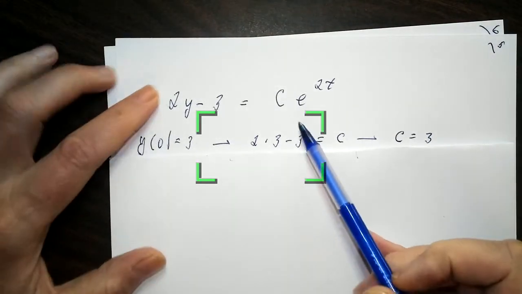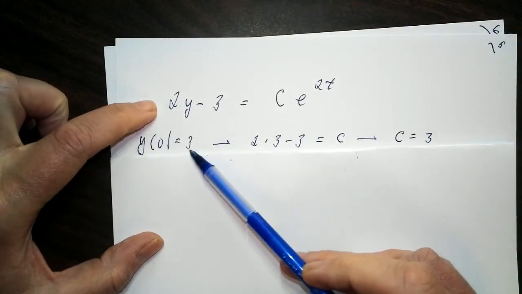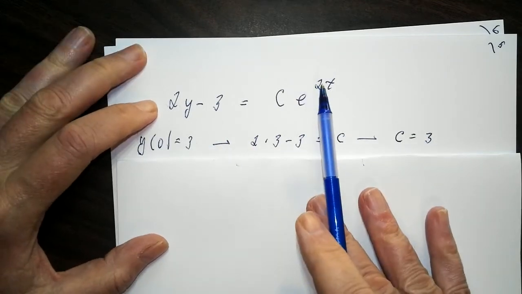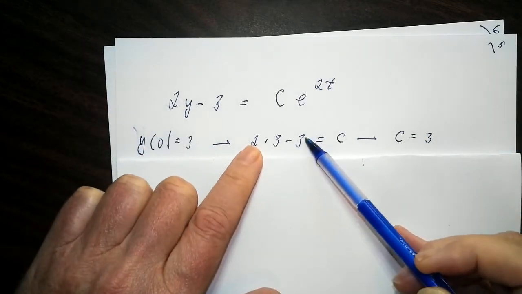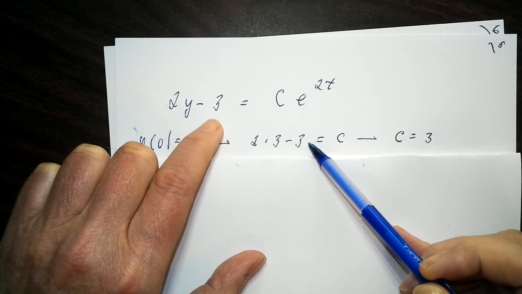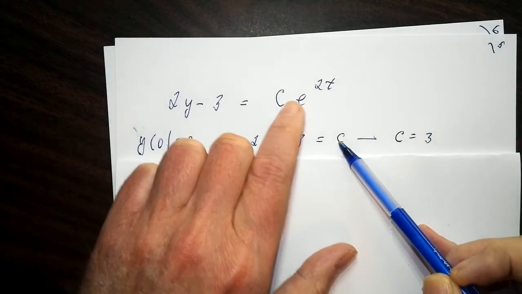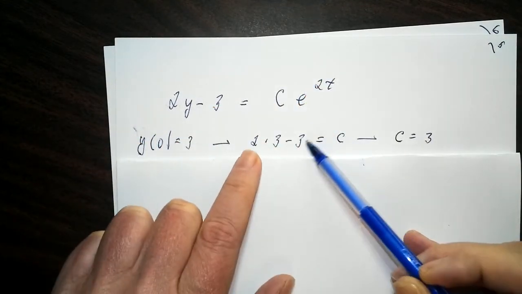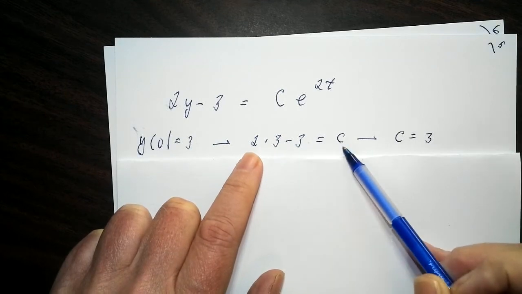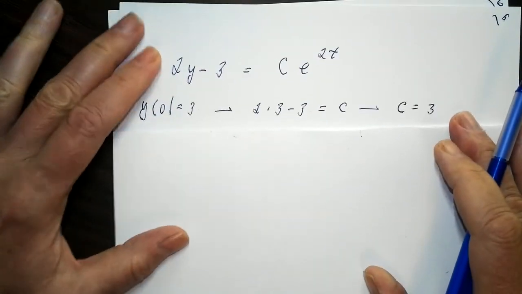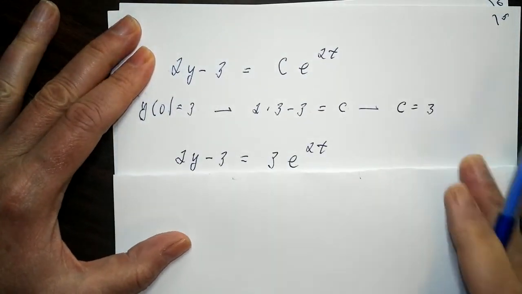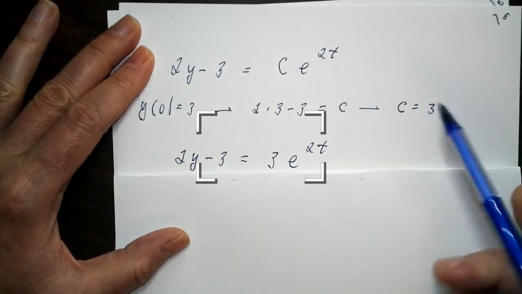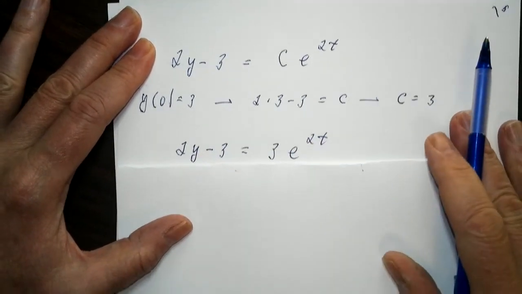So if I substitute into this equation 0 for t and 3 for y, I get 2 times 3 minus 3 equals c e to the 0, which is 1. So 6 minus 3 is c. In other words, c is 3. So that means that we have 2y minus 3 equals 3 e to the 2t.